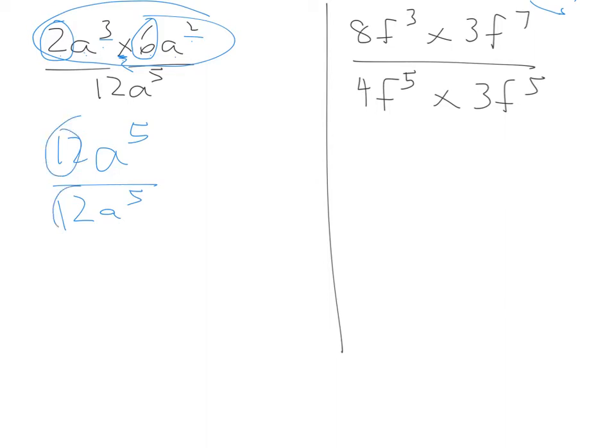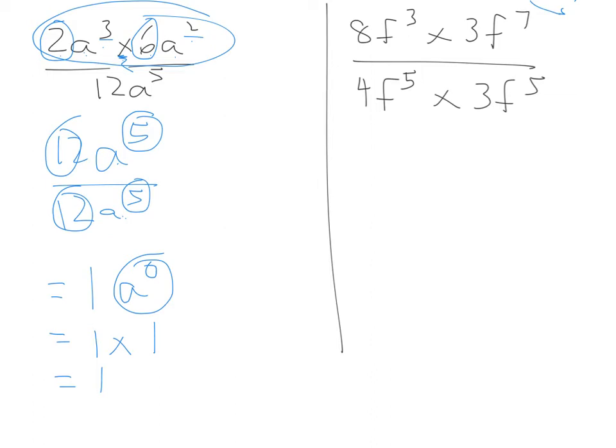12 divided by 12, we know is 1. Correct, good work. And then we've got this, so if we're dividing, what do we do with our powers? We subtract them. So we'll have a 5 minus 5, which is 0. So we'll end up with 1 times anything to the power of 0 is 1. So we just end up with 1.